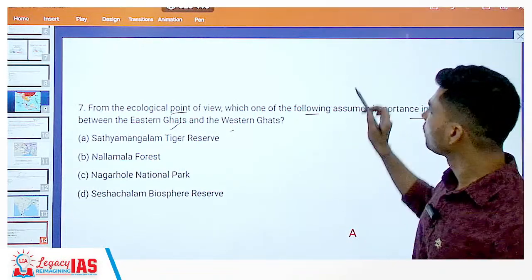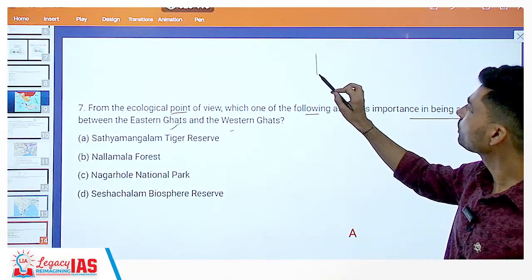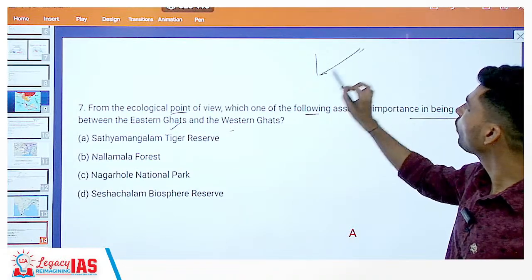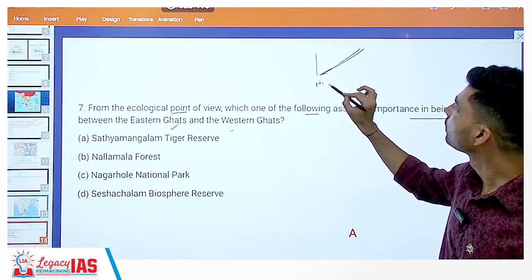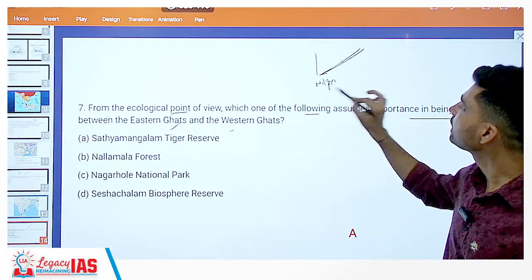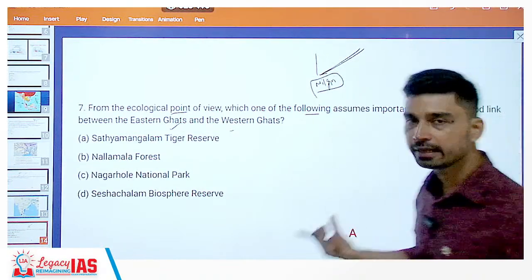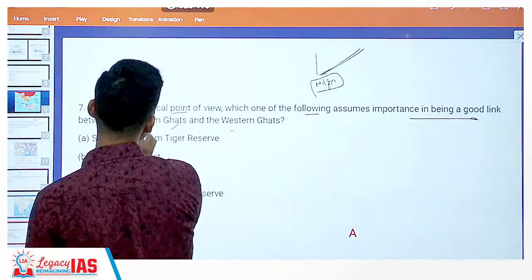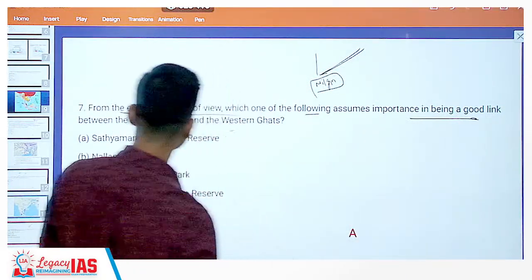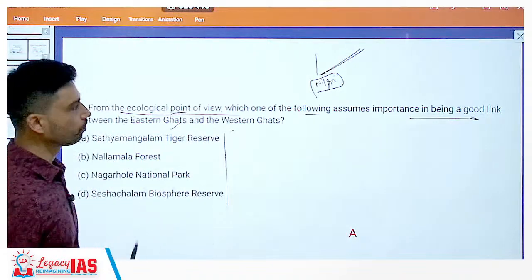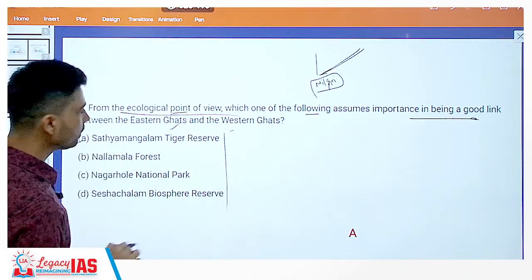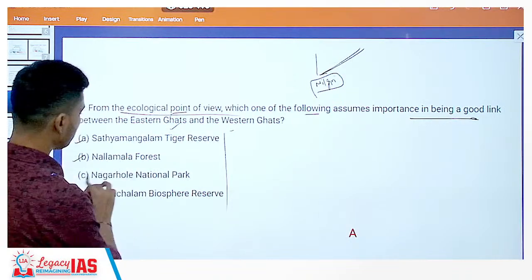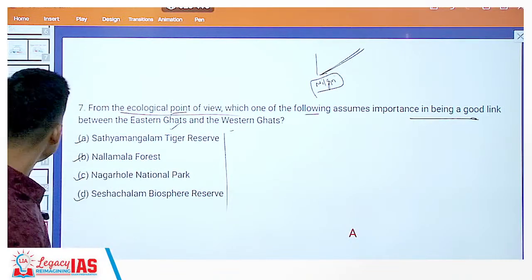We have discussed it many times that the meeting point between the Western Ghats and Eastern Ghats is the Nilgiri hills. But here they are not asking which hills act as a connecting link between the Eastern and Western Ghats. They are asking which of these protected areas acts as a connecting link between the two from the ecological point of view. The options are Satyamangalam Tiger Reserve, Nallamalla Forest, Nagarhole National Park, and Seshachalam Biosphere Reserve.